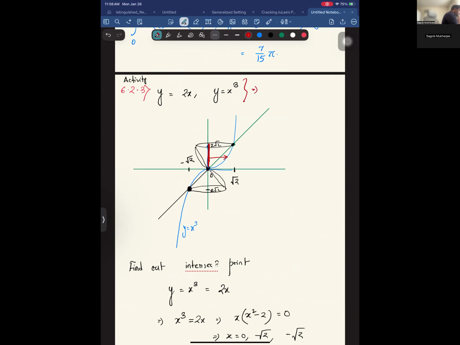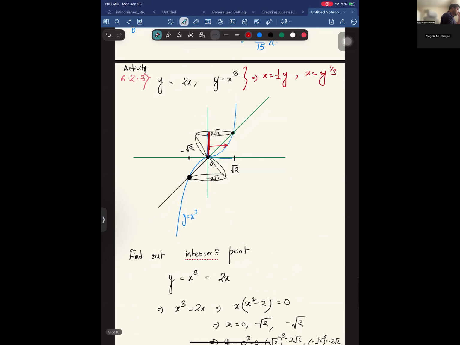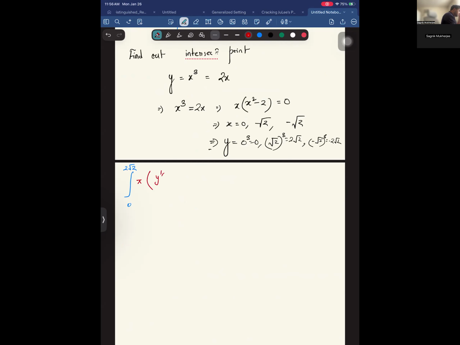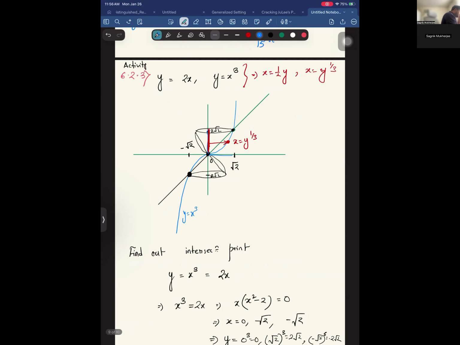That means x is half y and x is y to the power 1/3, right? Notice that this blue function is for x equals y to the power 1/3. So this should come first, minus half y squared dy, plus the integral from negative 2 square root 2 to 0. For negative 2 square root 2 to 0, that means this part.